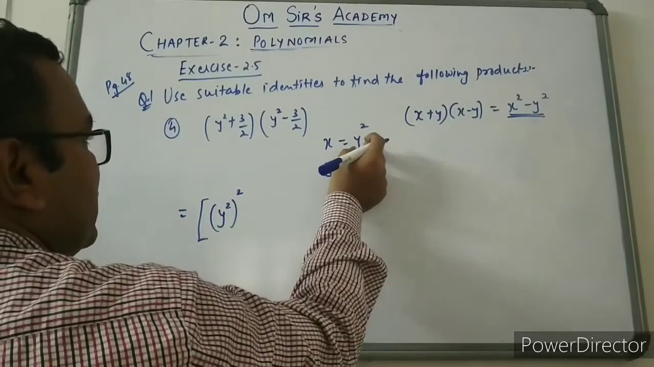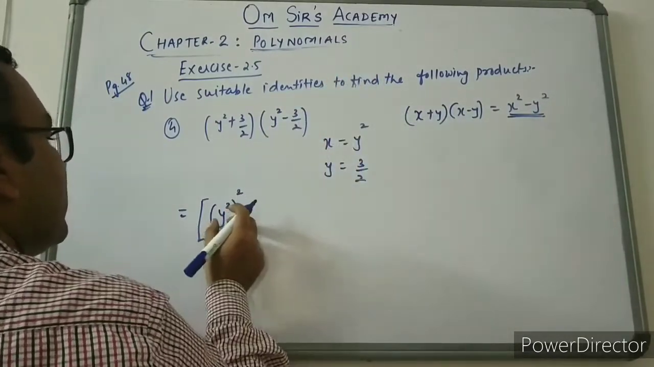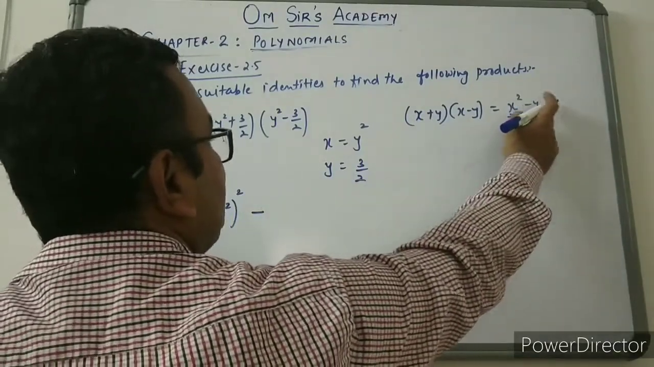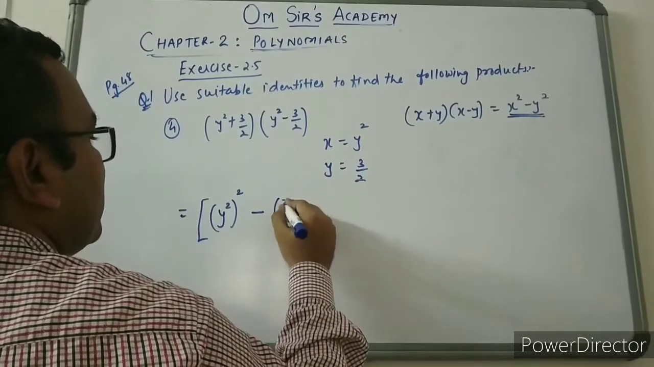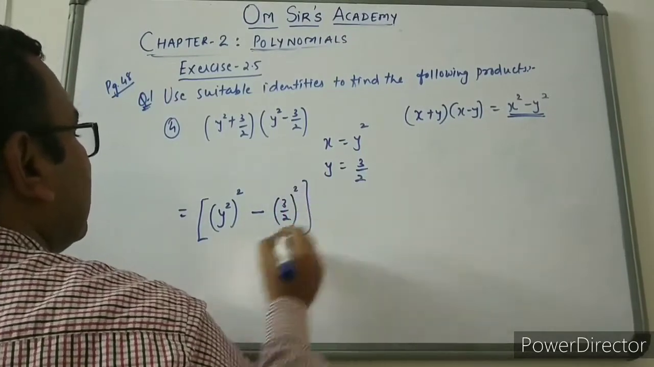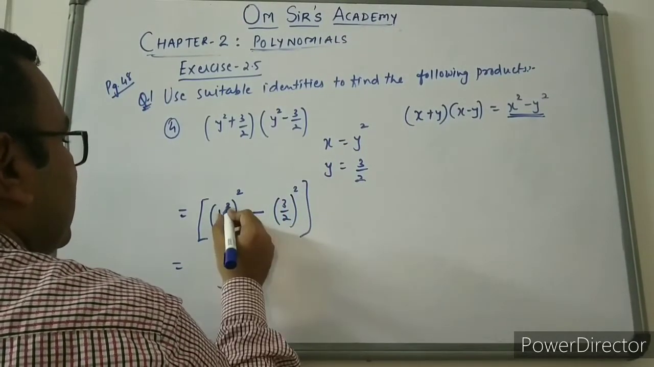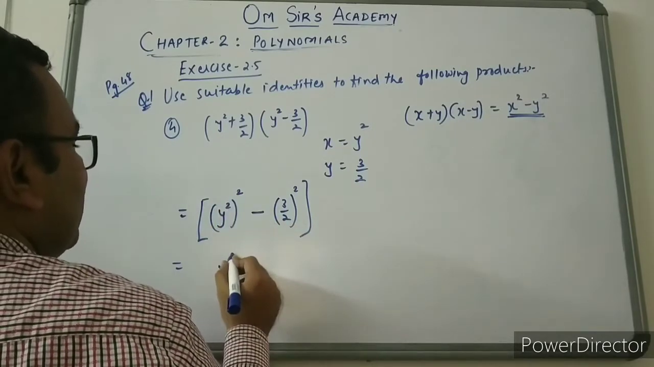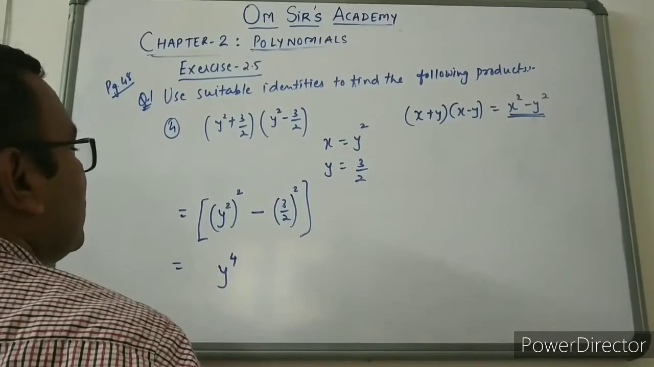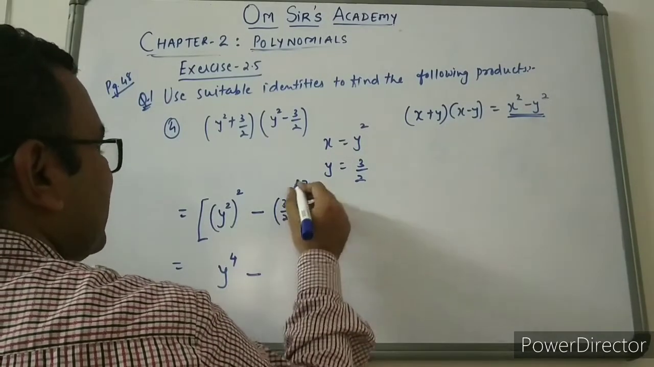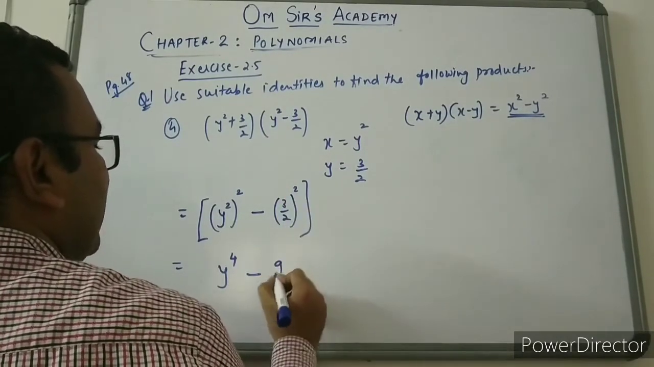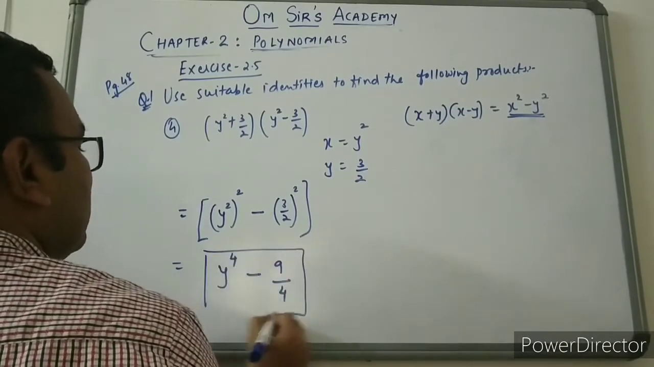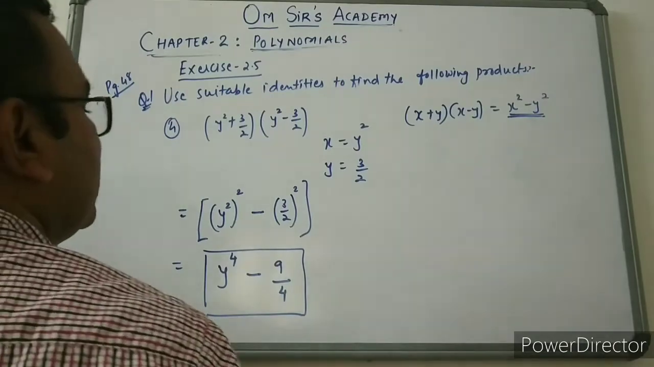This is my x, and its square, that is y square's square, minus y square. Y square is what? 3 upon 2 the whole square. So y power of power, we multiply the powers, that is 2 into 2, it will be y raised to power 4, minus 3 ka square, 3 3s are 9, and 2 ka square, 2 2s are 4. So answer is y raised to 4 minus 9 upon 4.